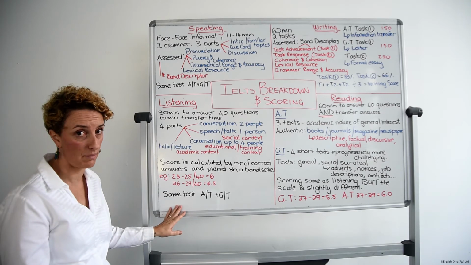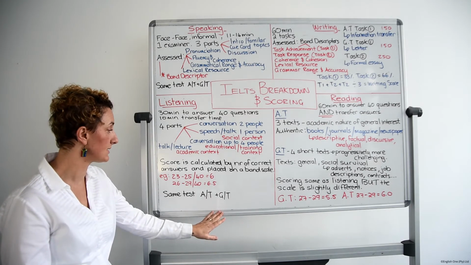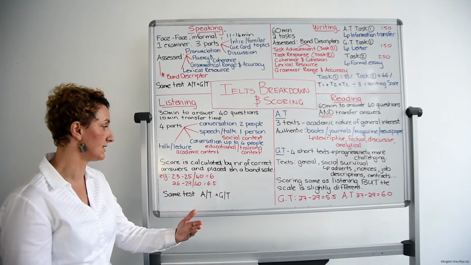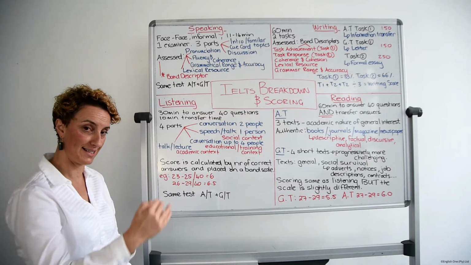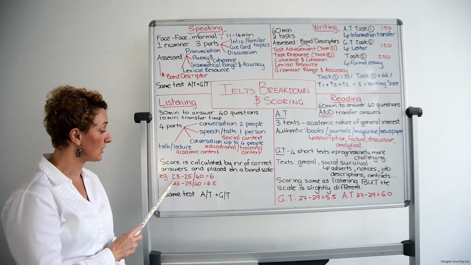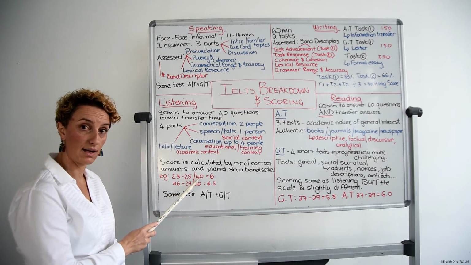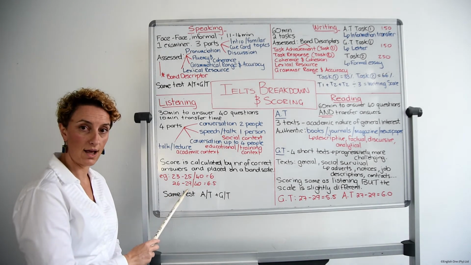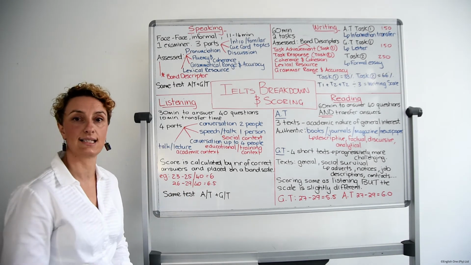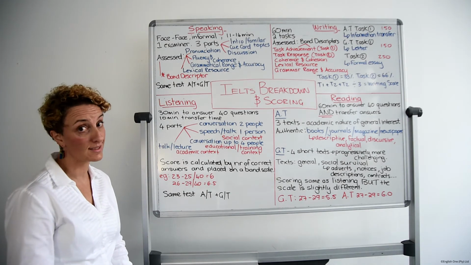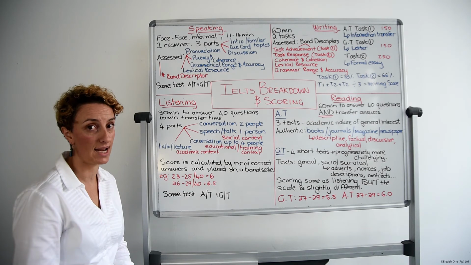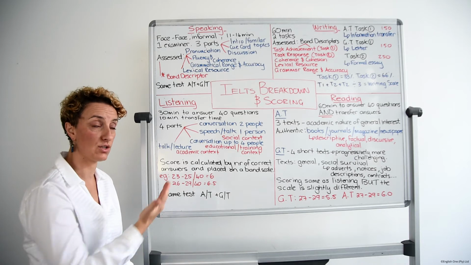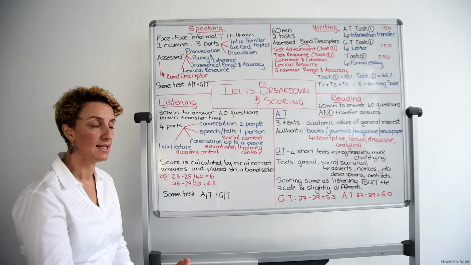The test is exactly the same for the academic and general test, and the score is calculated based on the number of correct answers that you give and placed on a band scale. Here's an example. If you get 23 to 25 correct answers out of 40, it's a band 6. If you get 26 to 29 correct answers out of 40, it's a band 6.5. Very, very important, the listening is only played once. And I'm going to go into more detail about each of the parts of the examination in my next videos.